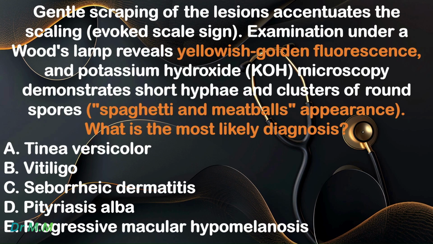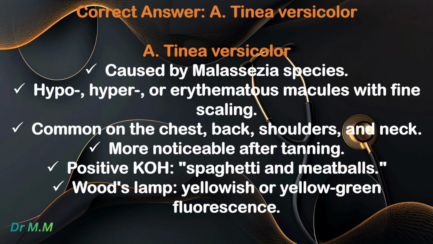Examination under a Wood's lamp reveals yellowish-golden fluorescence, and potassium hydroxide (KOH) microscopy demonstrates short hyphae and clusters of round spores, the spaghetti and meatballs appearance. What is the most likely diagnosis? A. Tinea versicolor. B. Vitiligo. C. Seborrheic dermatitis. D. Pityriasis alba. E. Progressive macular hypomelanosis. Correct answer, A.